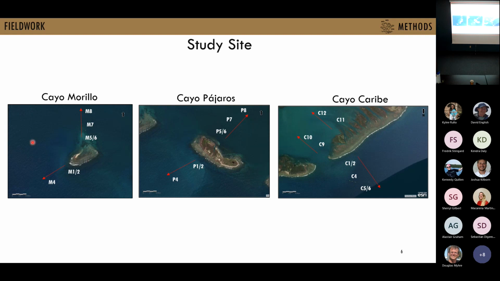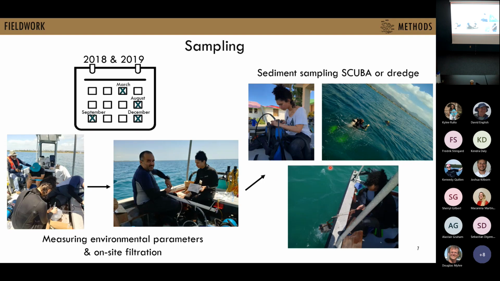Cayo Morillo, Cayo Pájaros, and Cayo Caribe. Basically, as you can see in the pictures, we delineated back reef and fore reef transects. We had on average between 2 and 3 stations in each transect. And at each station, we collected and measured environmental parameters. We collected superficial water samples, and also sediment samples.